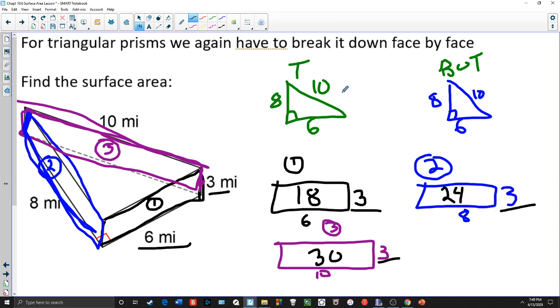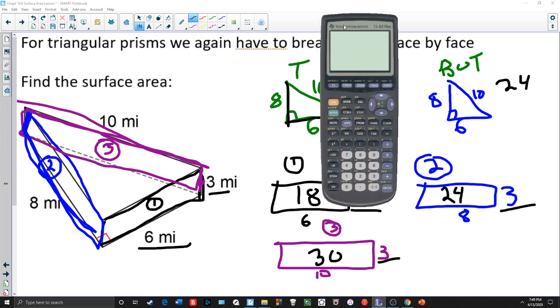And then for triangles, remember, the area of a triangle is base times height divided by 2. In this case, my base is 6 and my height is 8. Remember, I don't use the slanted section for an area problem. So it'd be 8 times 6 divided by 2, which will give you 24. And then the bottom is also going to be the same because it's the exact same triangle.